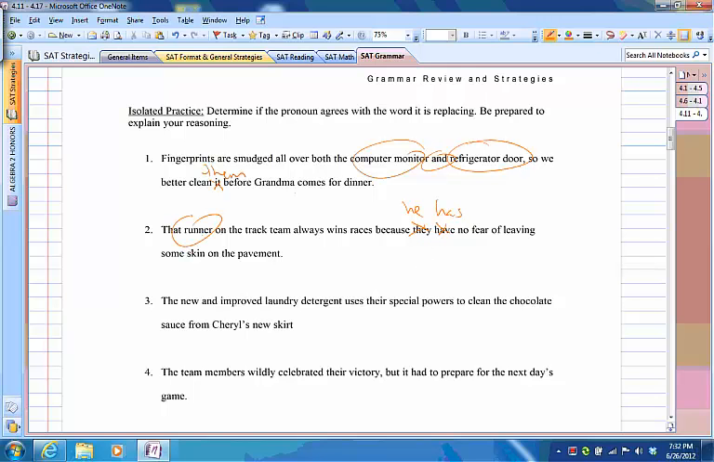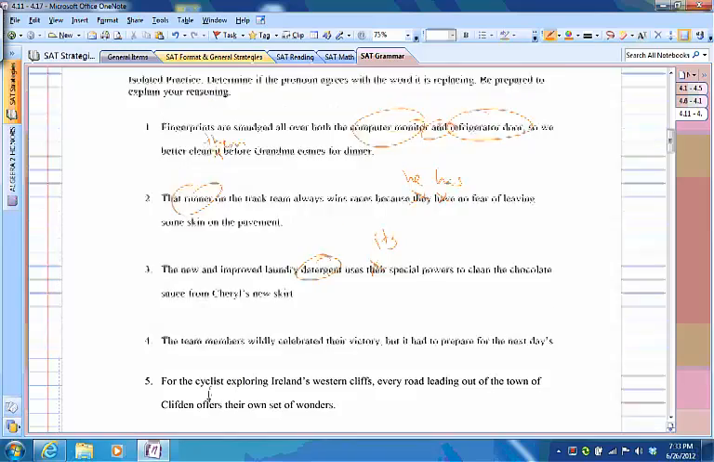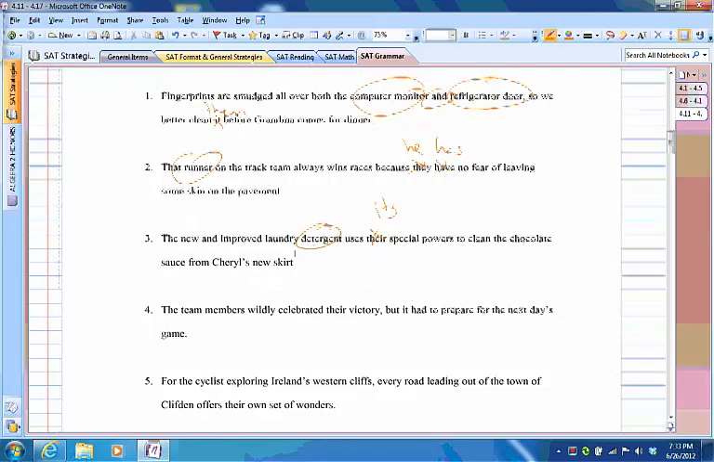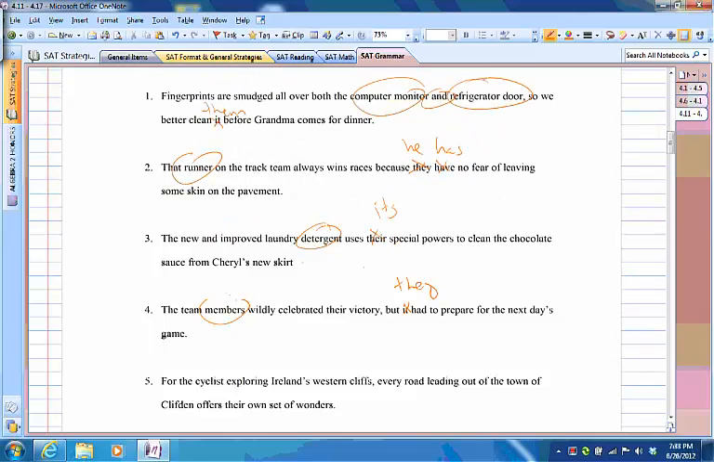The new improved line of detergent uses its. Even if they say new and improved, those are just adjectives. We're still talking about the detergent. It's got to be its. The team members widely celebrated the victory, but they, well, you talk about team members, that's plural.